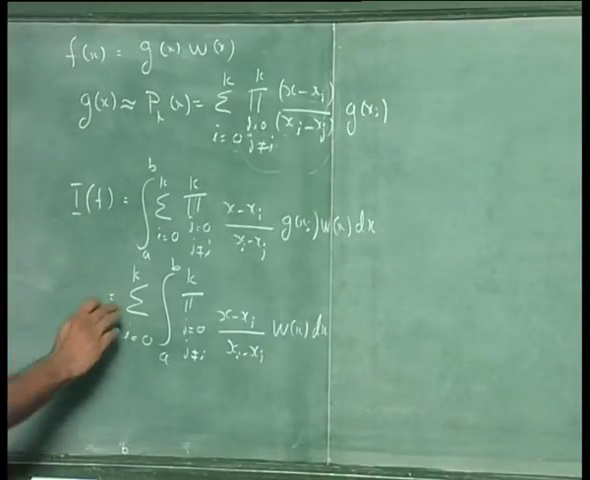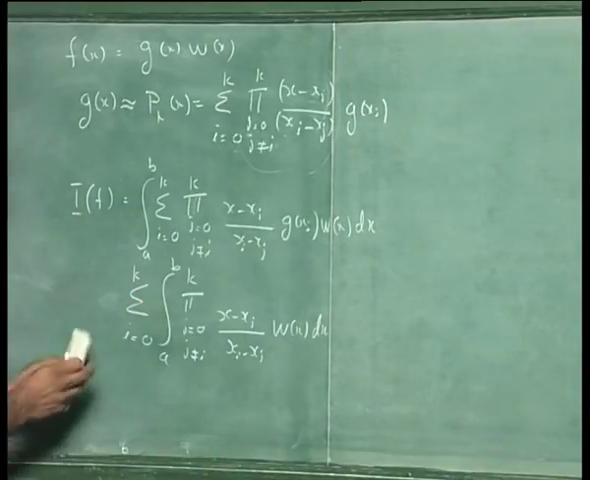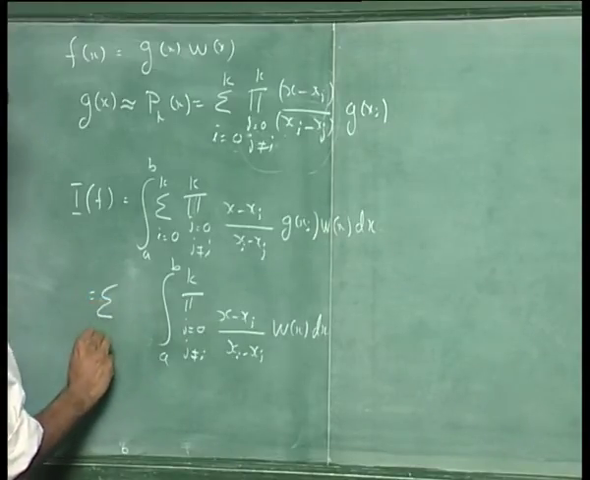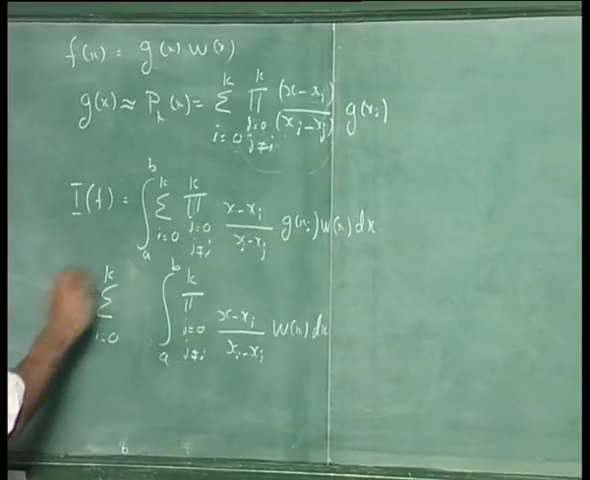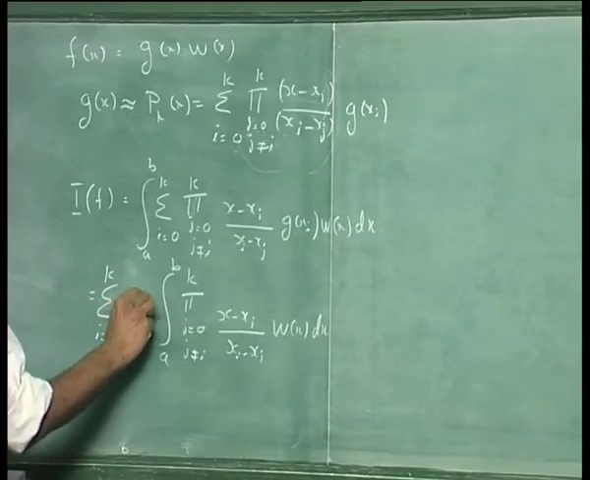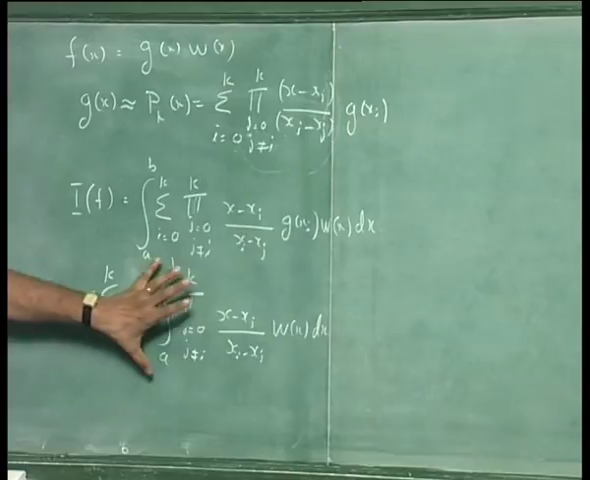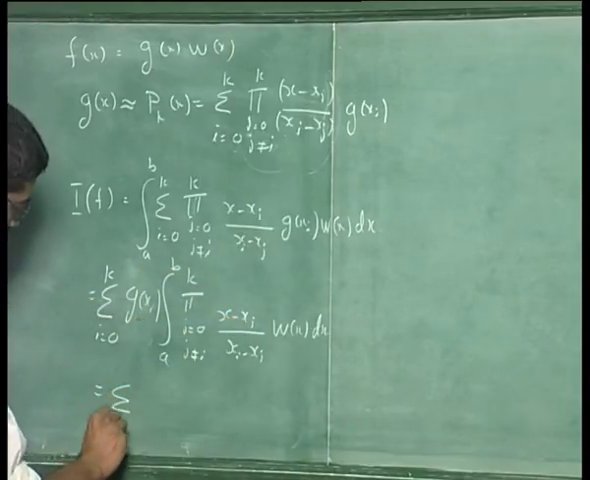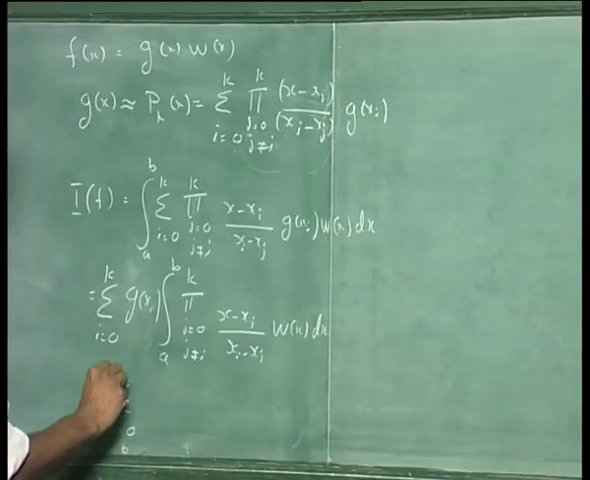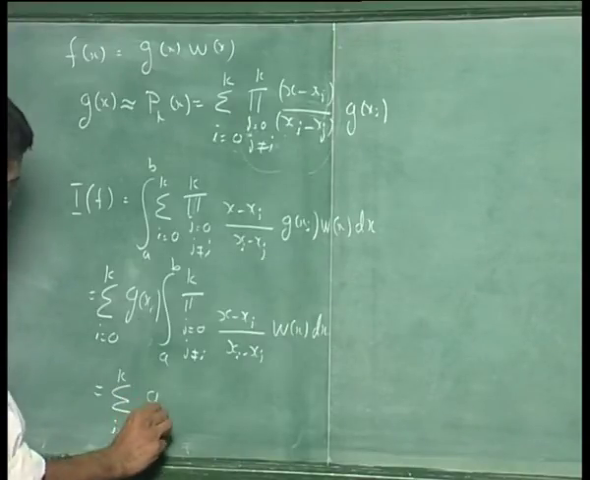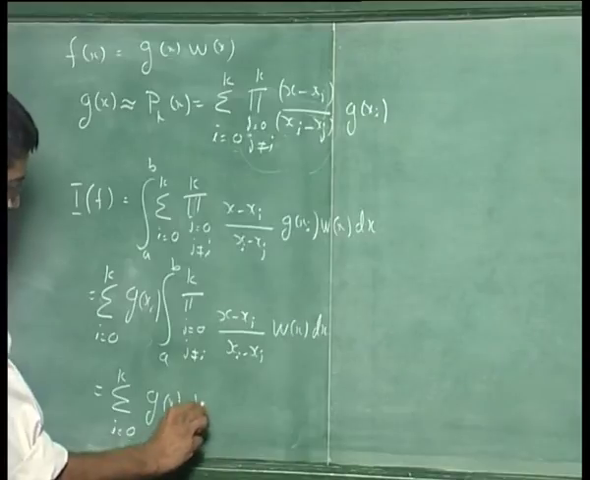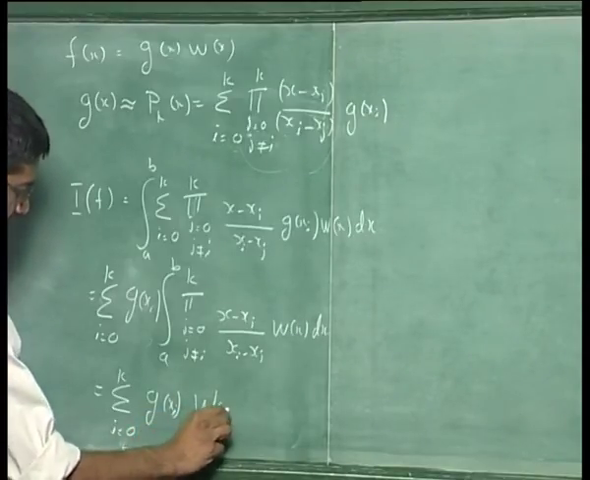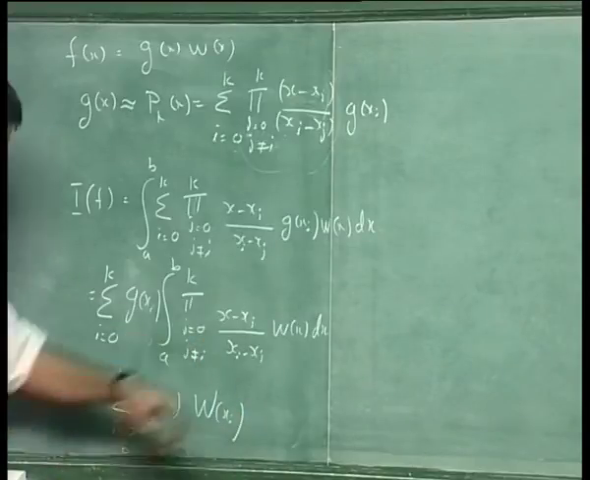Okay. Now I will have here, sorry, one term I missed, that is the sum over i going from 0 to k of g of xi. So this is the integral, and then there is a function. So I can write this finally as the sum over i going from 0 to k of g of xi into some w i, g of xi, so w of xi.